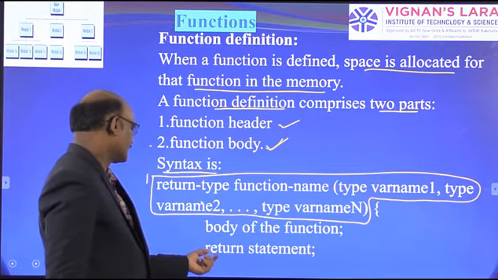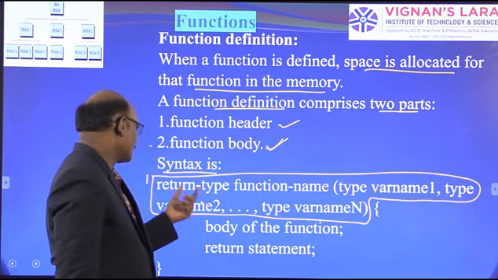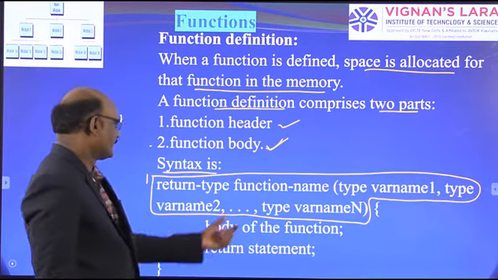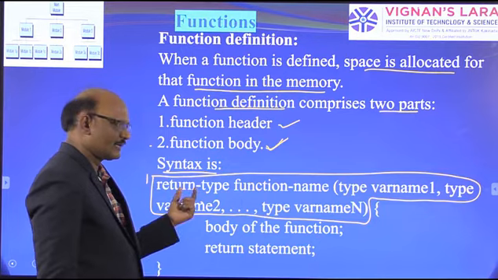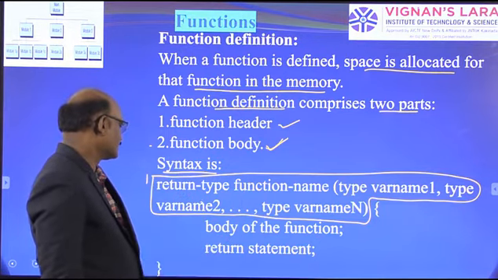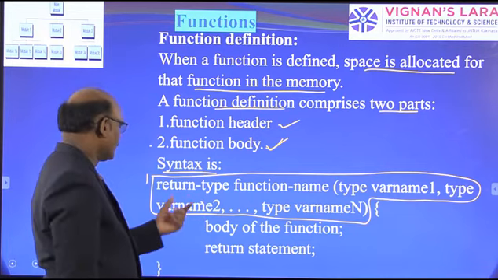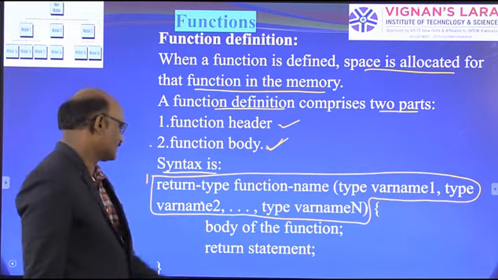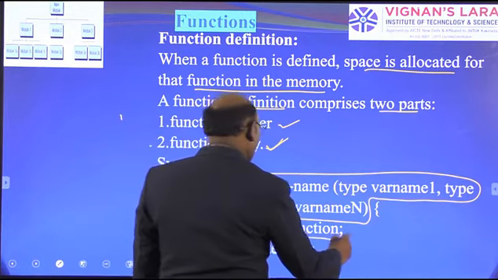The last statement is the return statement. If the return type is some type, then the return statement can be used. If the function does not return anything, you can use void. If the function returns something, then you can use the return type as some data type, specified based on the type of the value the function returns. So this is the syntax. Second one, body of the function.